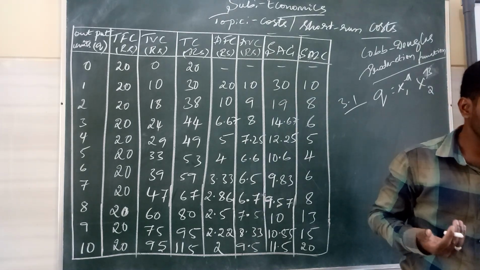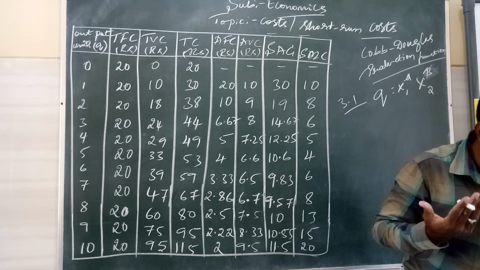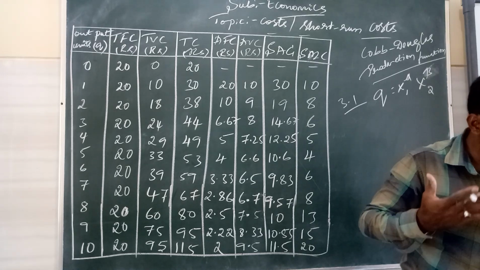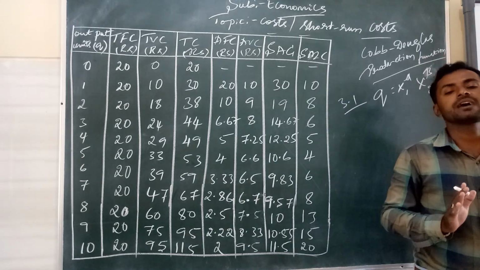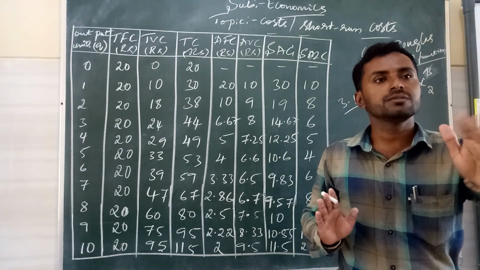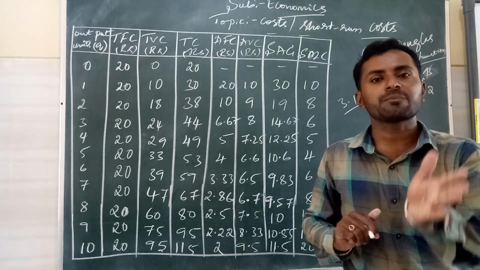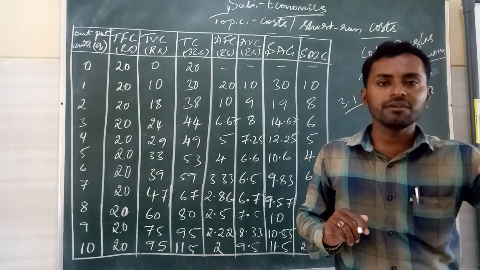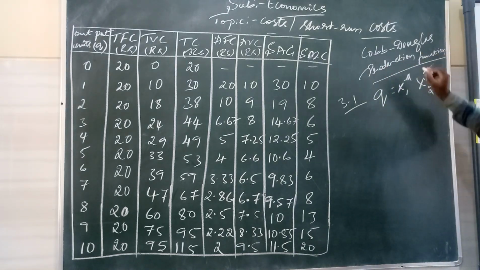So for every level of output, the firm chooses the least cost input combination. Thus, the cost function describes the least cost of producing each level of output, for a given price of factors of production and technology. Understood? The firms and producers will select the least cost combination. There are many production techniques, and among them the firms or producers will choose the least costly one. In that, we are going to discuss the Cobb-Douglas production function.